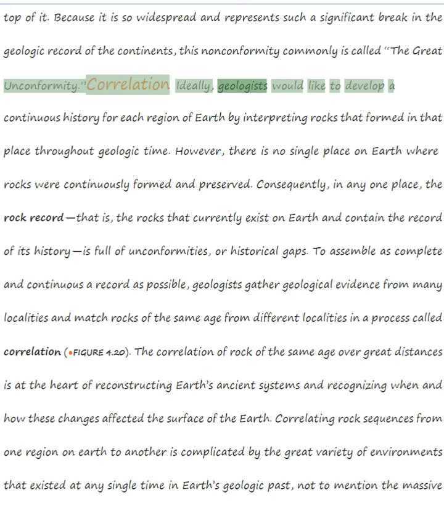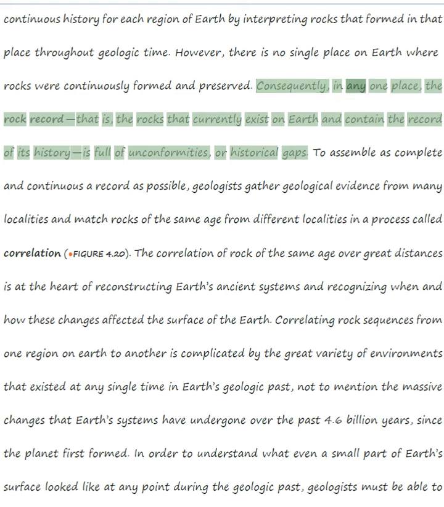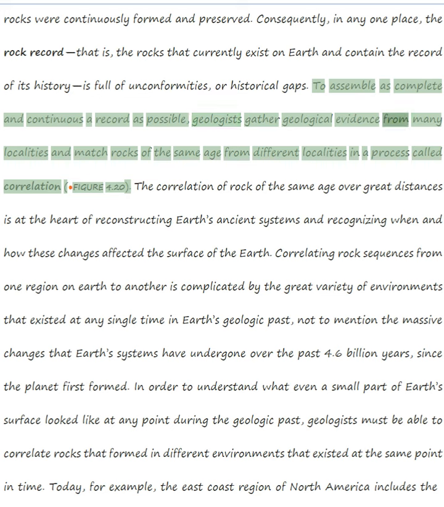Correlation. Ideally, geologists would like to develop a continuous history for each region of Earth by interpreting rocks that formed in that place throughout geologic time. However, there is no single place on Earth where rocks were continuously formed and preserved. Consequently, in any one place, the rock record, that is, the rocks that currently exist on Earth and contain the record of its history, is full of unconformities, or historical gaps. To assemble as complete and continuous a record as possible, geologists gather geological evidence from many localities and match rocks of the same age from different localities in a process called correlation.